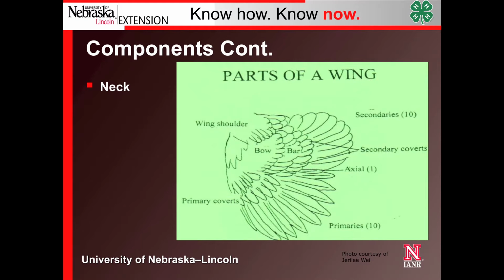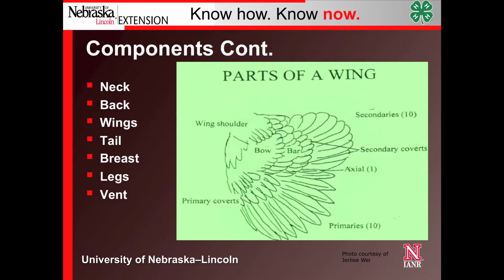All right, now we're going to continue on with the components part. We're going to talk about the general body of the bird. So in this case, we're going to talk about the neck, the back, the wings, the tail, the breast, the legs, and the vent as part of the body. And here is a picture of the parts of the wing, which we'll need to know later.